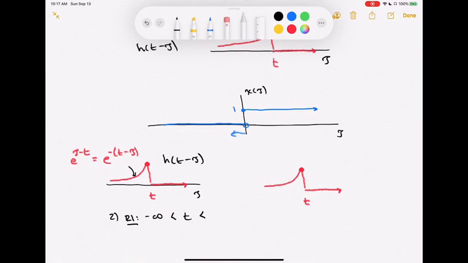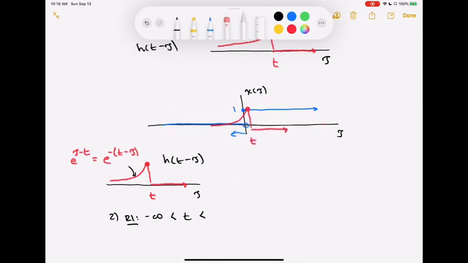So let's go ahead and grab this guy. That is my h of t minus tau, right? I'm now just going to superimpose it. Why? Because I need to take this function, this h of t minus tau, and I need to multiply it by my x of tau. And I need to do it for different values of t. I'm interested in the output of all these different values of t.